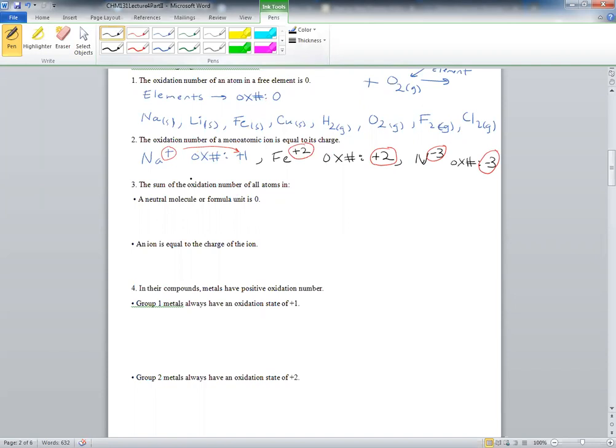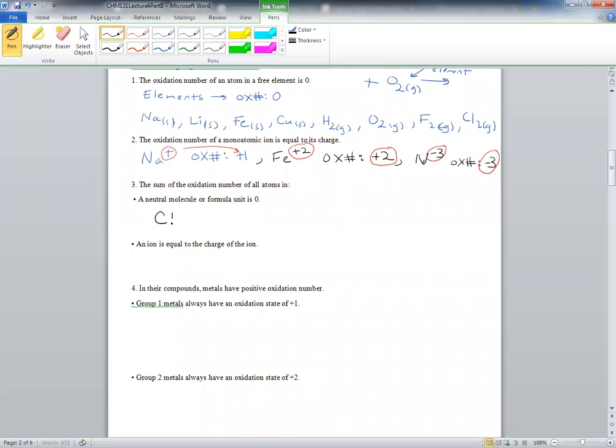Now we're starting to talk about molecules and compounds. So now we're no longer talking about ions on their own or elements. We're talking about compounds and molecules, which are collections of atoms. The sum of the oxidation numbers of all atoms in a neutral molecule or formula unit is 0.